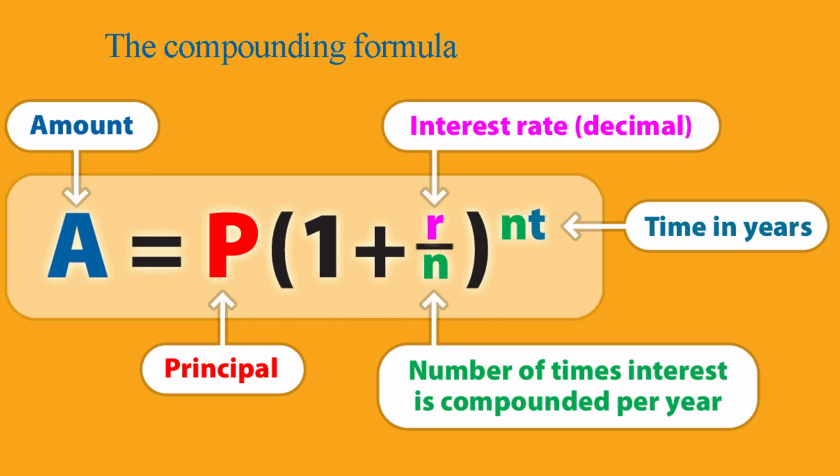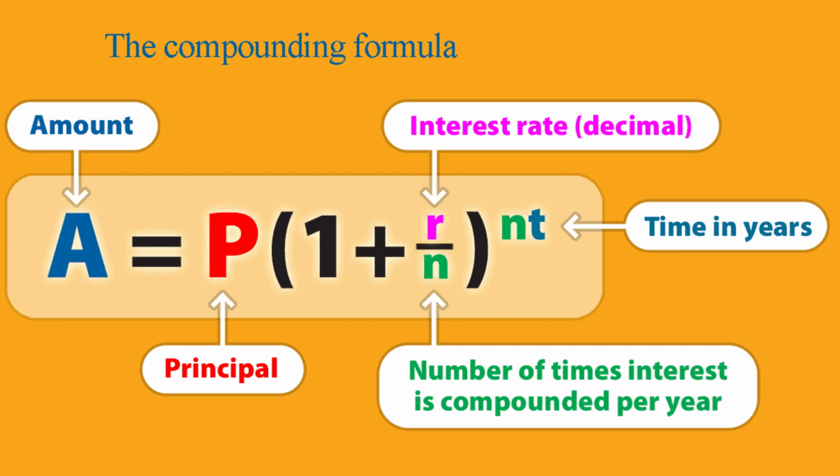This is the compounding formula. To calculate compound interest, we multiply the initial principal amount by 1 plus the annual interest rate raised to the number of compound periods, and then subtract the initial principal or loan amount from the resulting value.